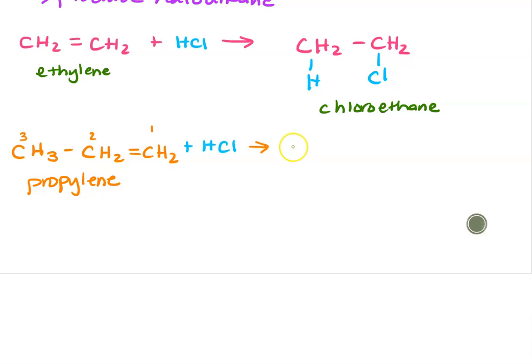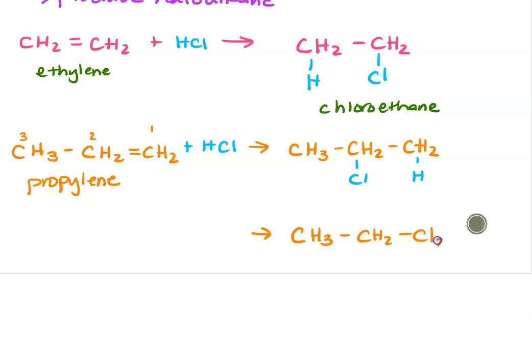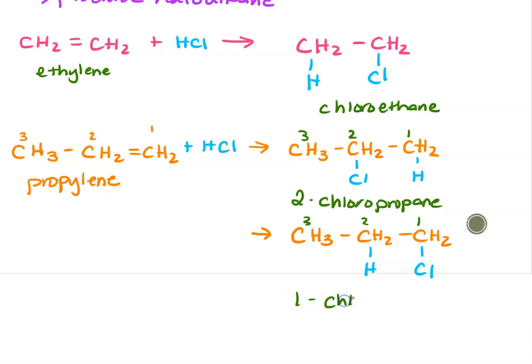If I put the hydrogen on the first carbon, then what I end up with is CH3, CH2, CH2, with an H here and a Cl here. If I put the hydrogen on the second carbon, then the chlorine would go here. It matters where I put it, because this one is going to be 2-chloropropane. I'll number them in the same order as before, 1, 2, 3. And this is 1-chloropropane.